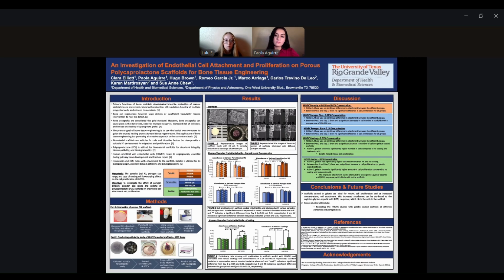So with all of this data in mind, we concluded that while our Huvic cells really showed no particular preference for porosity or porogen size, they showed a pretty strong preference for gelatin coating. And in the future, we are planning to repeat this study, doing gelatin-coated scaffolds in different porosities and porogen sizes. But yeah, thank you.